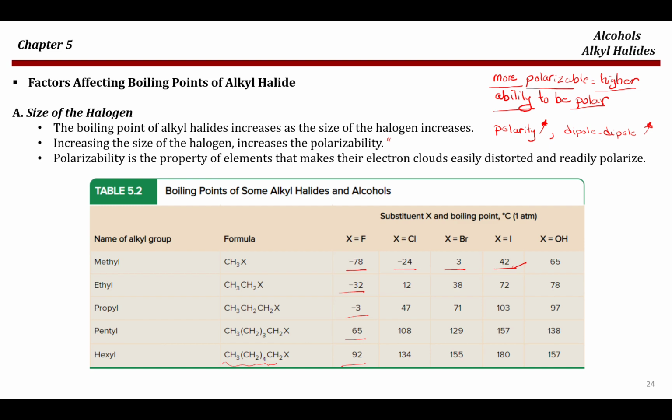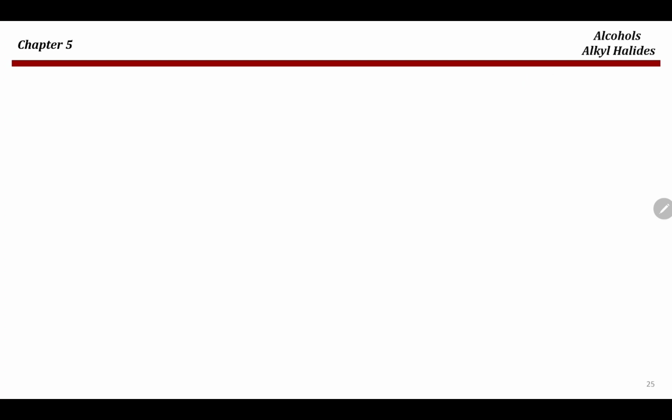So there are two factors. If we are comparing compounds that have the same number of carbons, increasing the size of the halogen will increase the boiling point because of polarizability and also because of the molecular weight, because iodine is for sure a heavier element than bromine, chlorine, or fluorine. The other factor is the number of carbons. Of course, if you are comparing compounds that have the same halogen, as the number of carbons increases, the boiling point will increase.